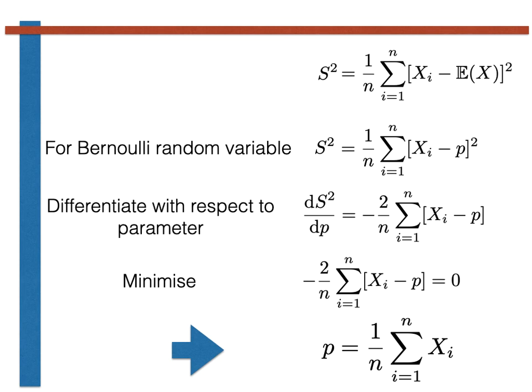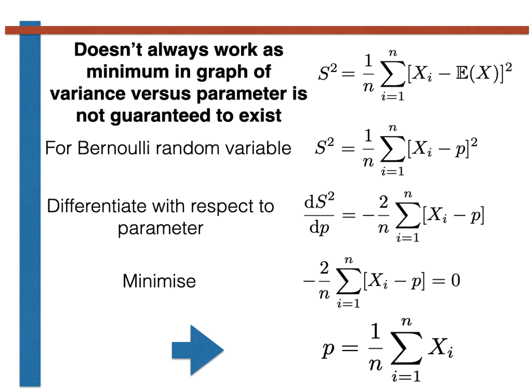The steps for this procedure are thus to insert the expression for the expectation into the expression for s squared. You then differentiate with respect to the parameter, set the derivative equal to 0, and thus minimize to get an expression for the parameter of the distribution. This method will not always work, however. You may well find that there are distributions that do not have a minimum in the graph of s squared versus the parameters.